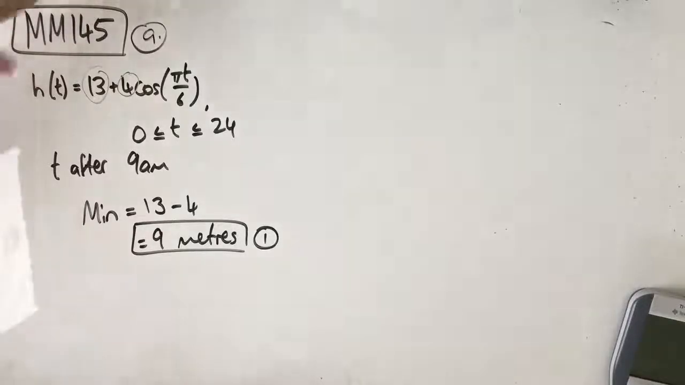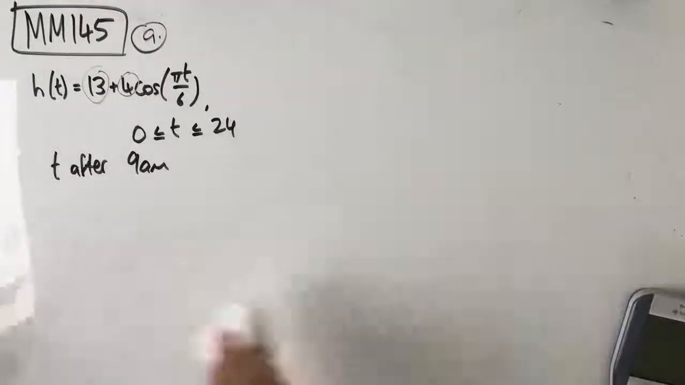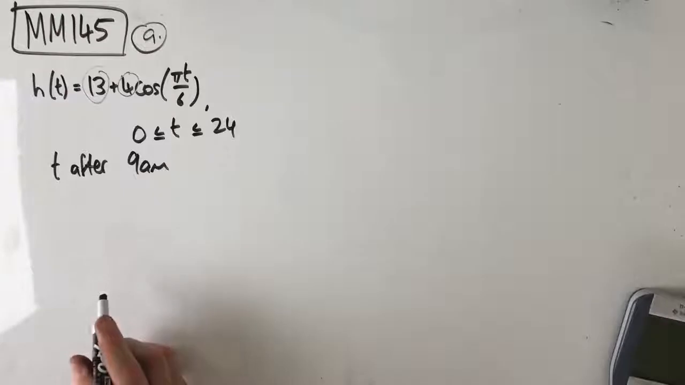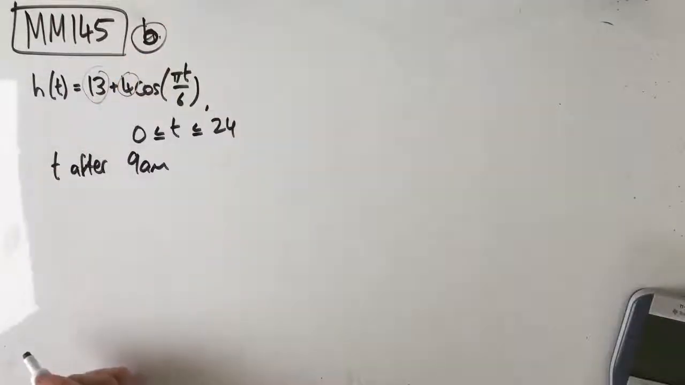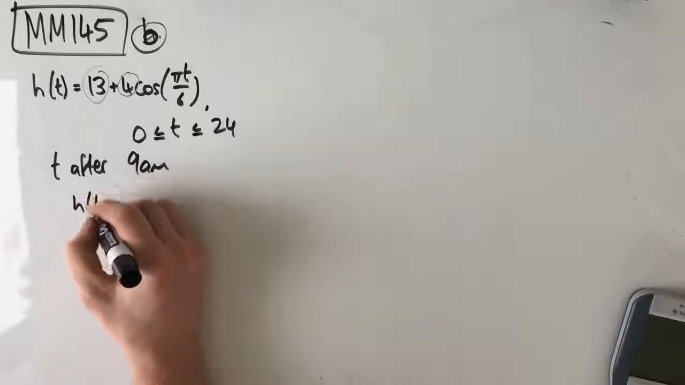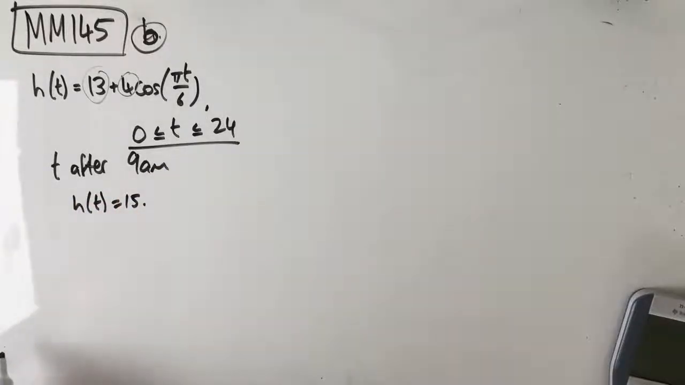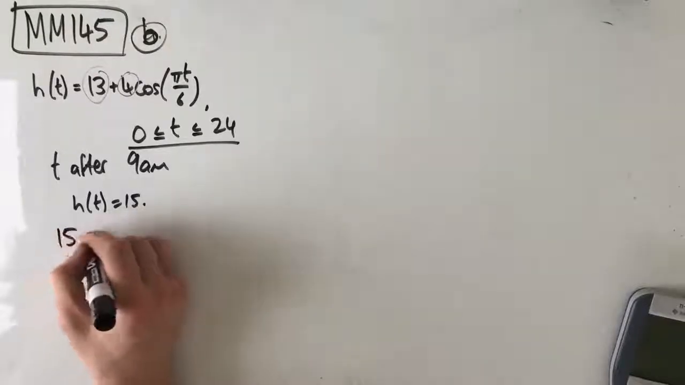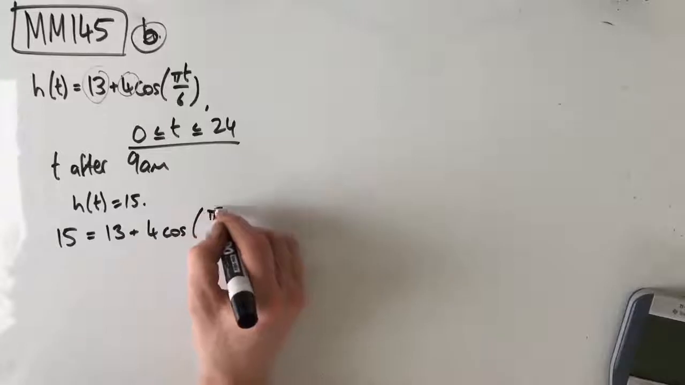Let's just move straight on to part B. So, B, find the values of t for which h of t equals 15. So, h of t equals 15, keeping in mind that our domain is 0 to 24. So, we've got 15 is equal to 13 plus 4 cos of pi t on 6.